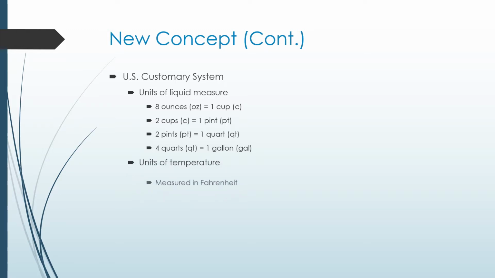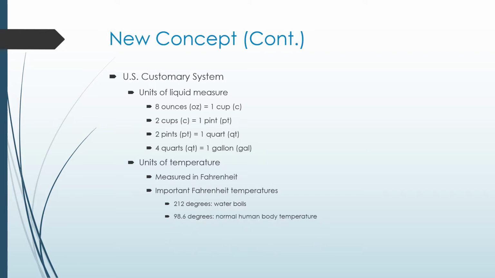The other thing we talk about is temperature. In the U.S. customary system, we measure our temperature in Fahrenheit. And there are some important Fahrenheit temperatures that you should commit to memory. At 212 degrees Fahrenheit, water boils. So if you're cooking and you see your water in a rolling boil where all the bubbles are bubbling, that water is at 212 degrees. 98.6 degrees is the normal temperature for your body. 68 degrees is average room temperature. And at 32 degrees, water freezes.